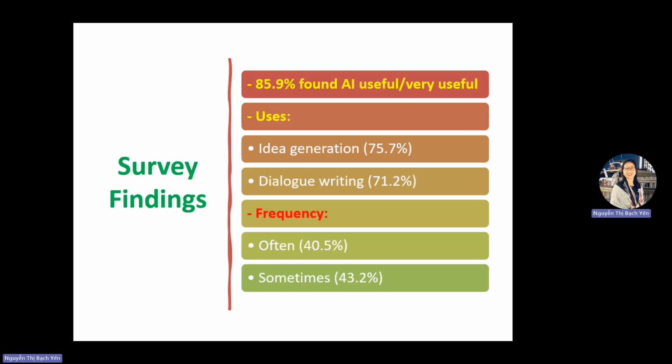And about the frequency, yes, most of them use it often, 40.5%, and sometimes, 43.2%. So what does it mean? It means most students can apply AI in learning, and some students don't want to apply AI because they feel confident to learn by themselves.